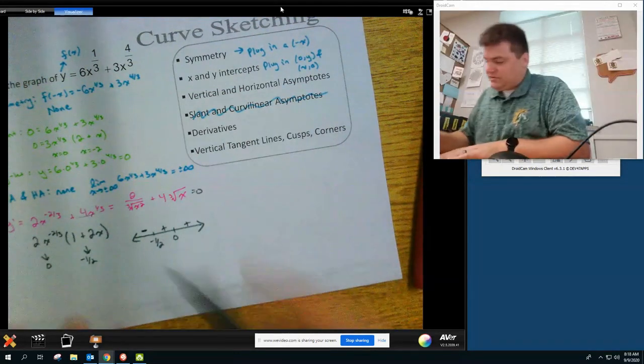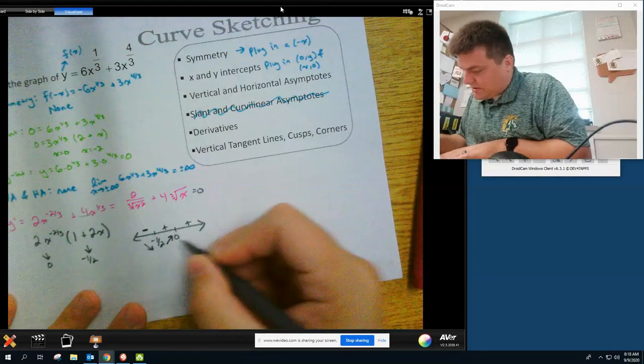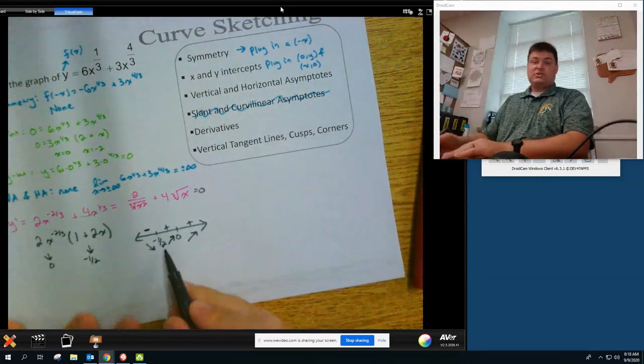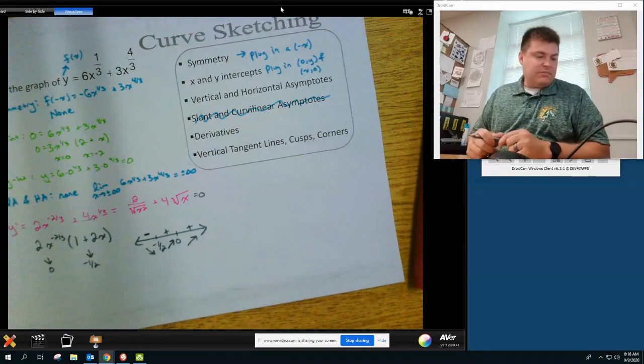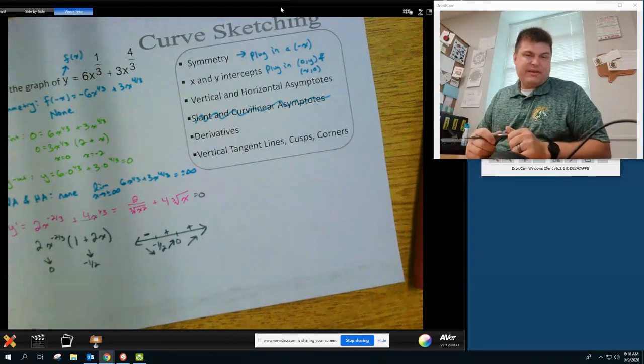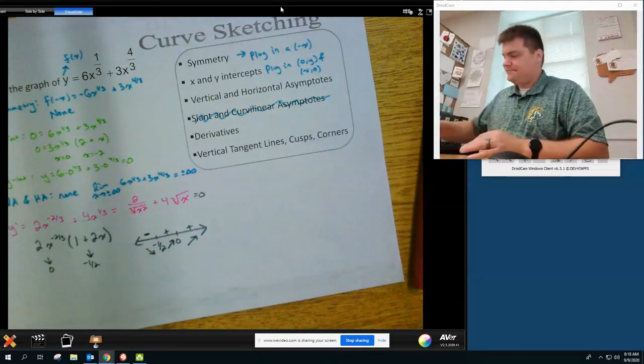If I can just draw this, I'm going to go down, up, up, which means I'm going to have some type of extrema at negative 1/2. You could plug it in to see exactly what that would be, but I'm not going to worry about that too much because we're just sketching. I don't want to get too exact here.